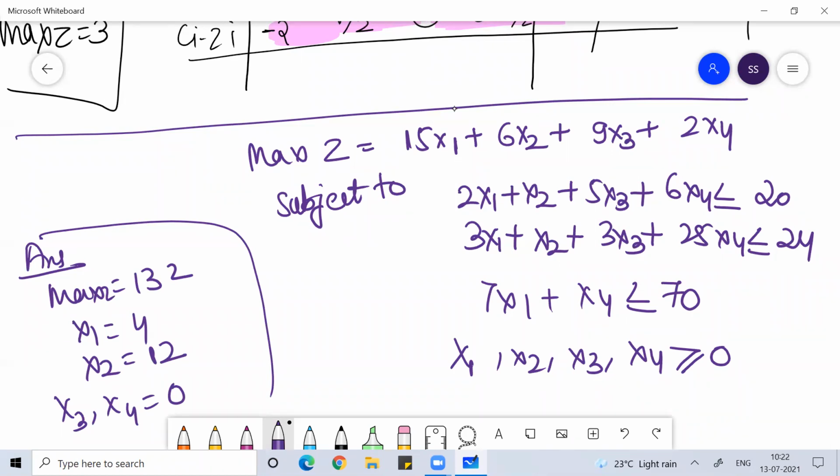You solve this problem. This much we'll do today. We'll continue the discussion tomorrow. Anyone, any doubt?